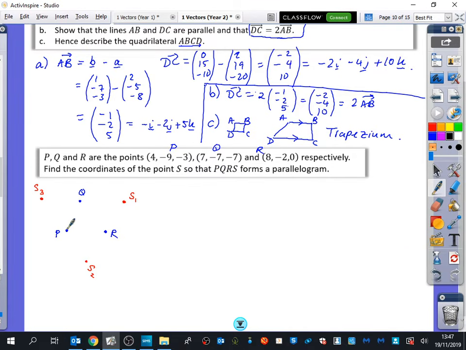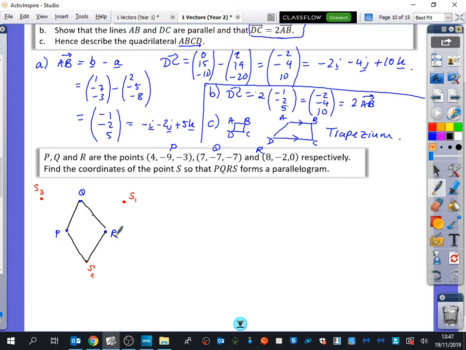So it definitely goes from P to Q, and it definitely goes from Q to R. Whoops, that's a terribly drawn line. So the only one it can possibly be is S2. Okay, so it has to be this one. Otherwise, this one up here would be PQSR. This one would be PSQR. So it has to be the one that makes the letters make sense.